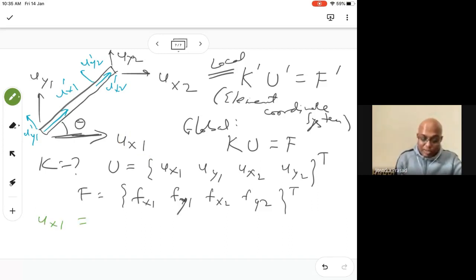ux1 will be equal to ux1 dash cos theta, right? So this equals this times cos theta, and then this is also there. Because of that, there will be a sine theta coming into the picture. So it will be ux1 dash cos theta, and then you will have minus uy1 dash sine theta.